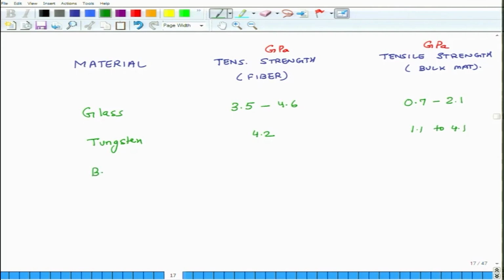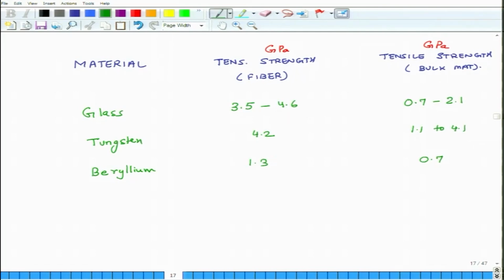Another fiber we will consider is beryllium, Be. Tensile strength of bulk material is 700 megapascals or 0.7 GPa. Tensile strength of the fiber is 1.3 GPa.